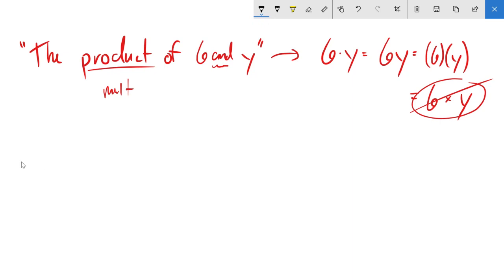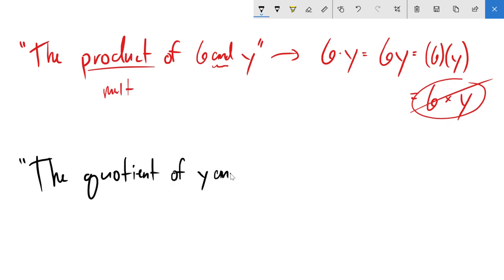And then the last one, I'll go back to black. The quotient. What does quotient mean? Yeah, so the quotient of y and 3. Now, this is another one of those where the order really matters. When you're trying to translate a sentence into an expression, you want to follow the order of the sentence. So if this is quotient of y and 3, then how would you write that? Y divided by 3.